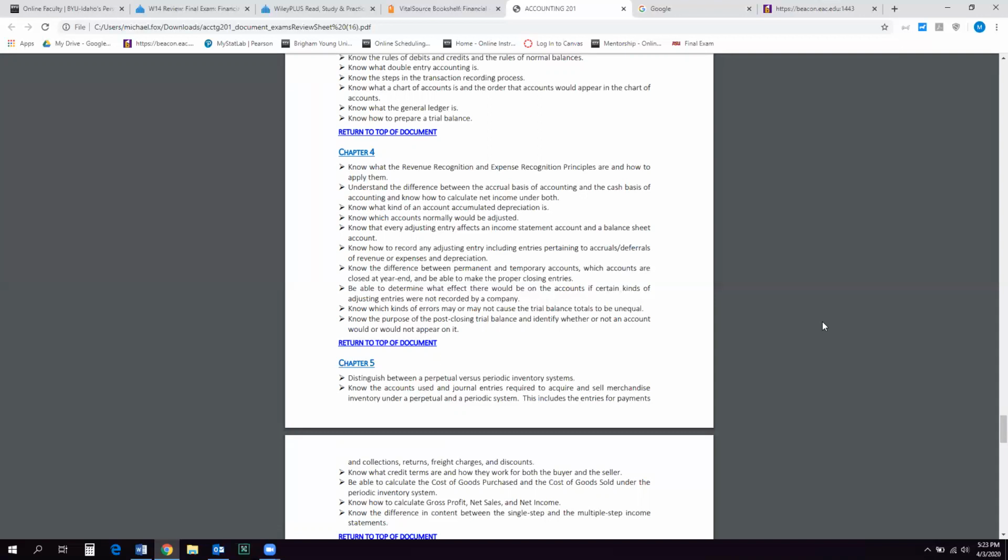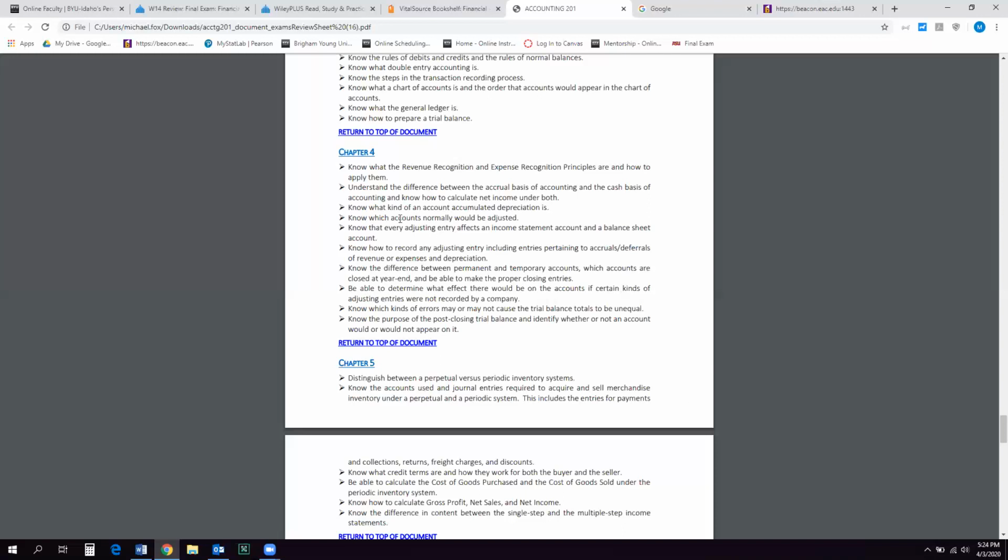So accrual means we record it when we earn it or when we incur it, and then the cash basis is just the opposite of that. The cash basis means we record revenue when we get the money, regardless of when we earned it. And we record expenses when we pay money, regardless of when we incurred the expense. So be able to calculate net income under both, or even to compare the two, right? If you think of previous exams.